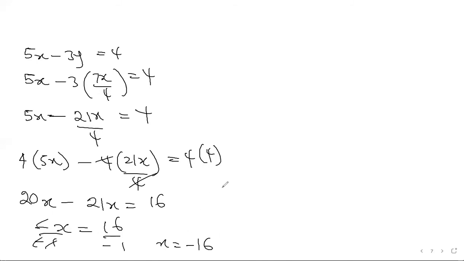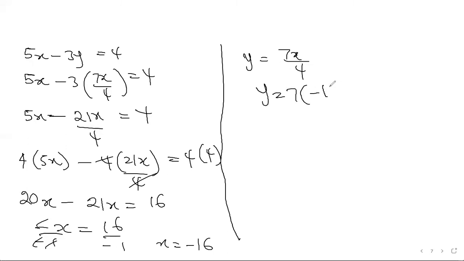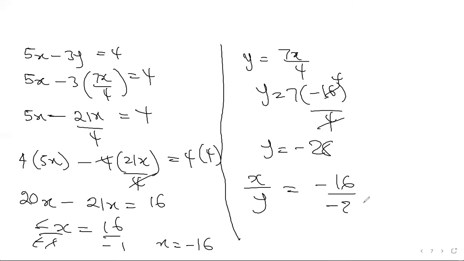So if we divide by minus 1, then it means that x is minus 16. So the numerator is minus 16 of the fraction. Then what will be the denominator? We can get that because we know that y equals 7x over 4. If you replace x with minus 16, y will be 7 into minus 16 over 4. The 4s cancel, then we have y will be minus 28. So the fraction will be x over y, and that will be minus 16 over minus 28.